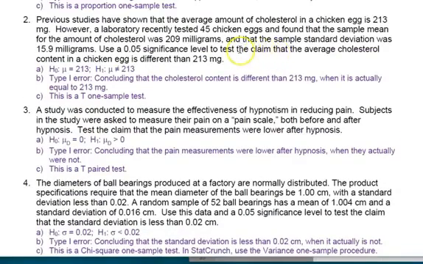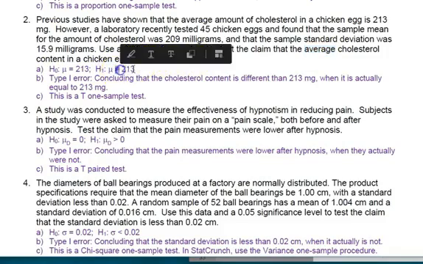In this one, the claim is that the average cholesterol content in a chicken egg is different than 213 milligrams. Right here we have the word average. That's a keyword to look for in the claim. That means that we're doing a test about a mean. Our alternative hypothesis is going to be that the mean is different than 213. Different means using a not equal to. That means our null hypothesis is going to be that the mean is equal to 213.